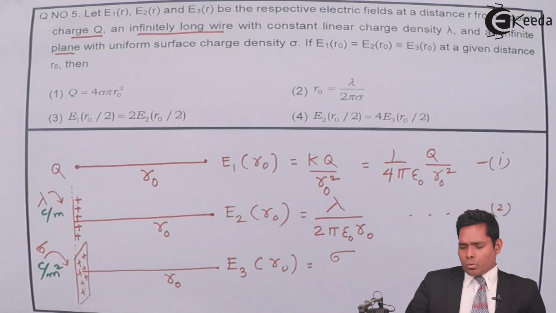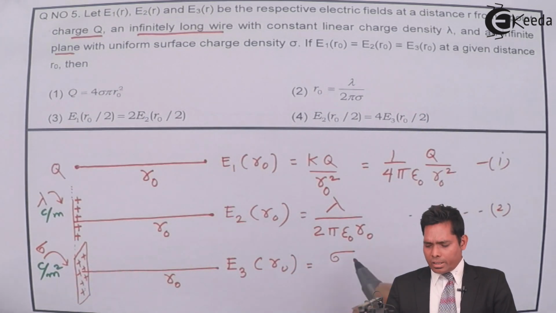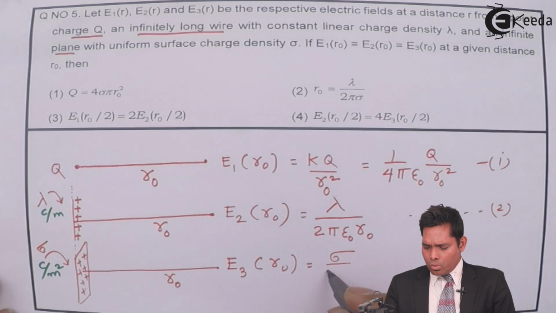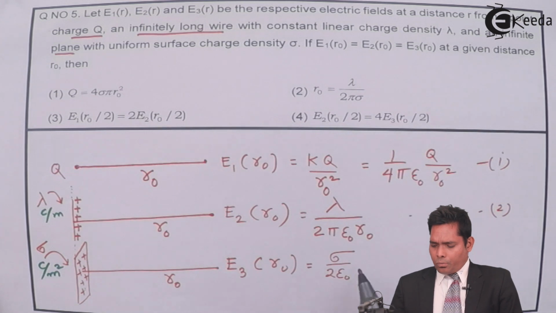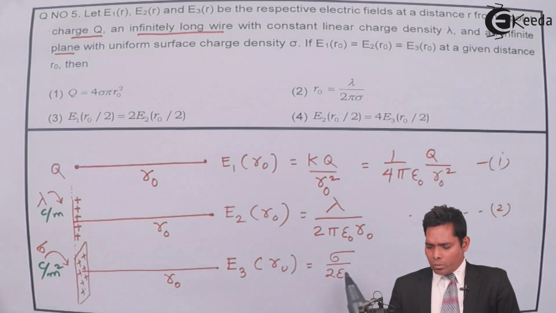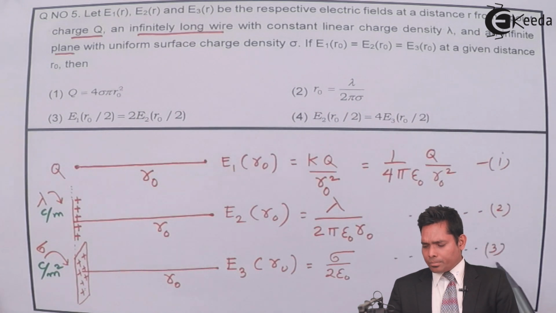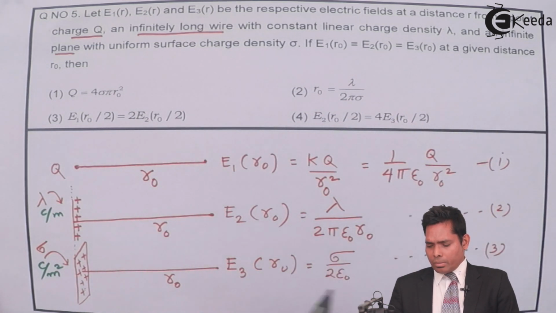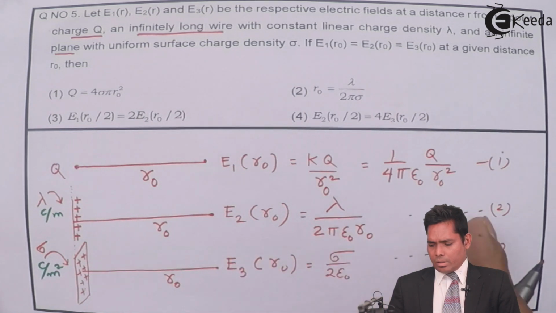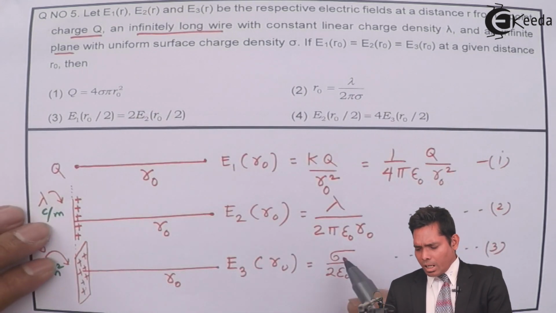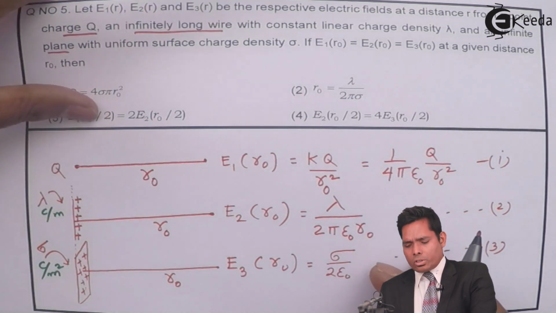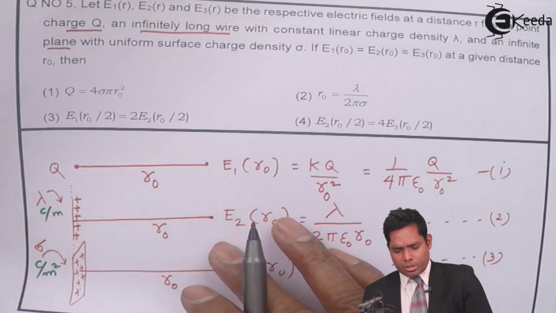So sigma upon 2 epsilon naught. That derivation is already there. If you forget how this comes, I'll go for a little derivation of that, then we'll go for the expressions. Let us see how this comes by Gauss theorem. Let me just derive the formula for you.